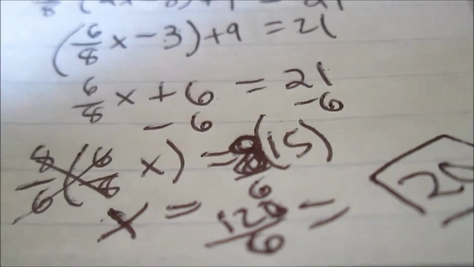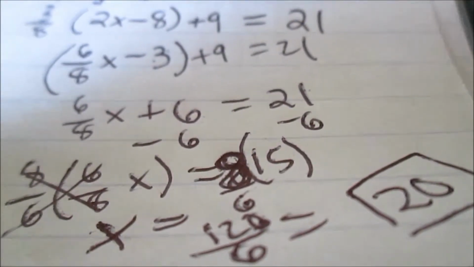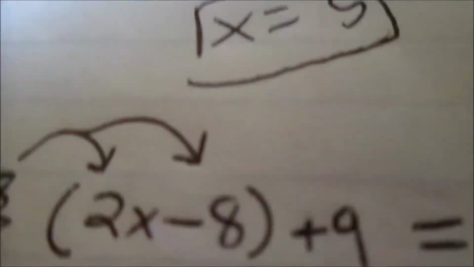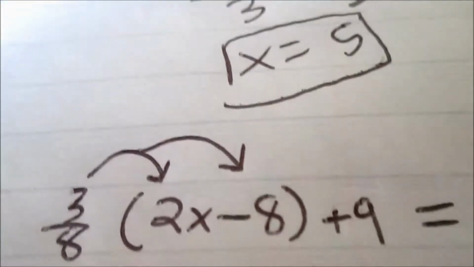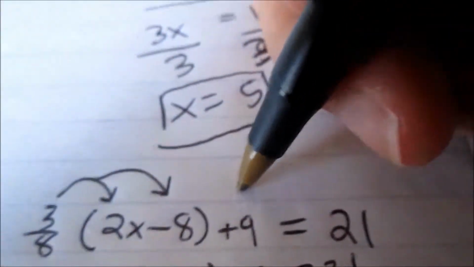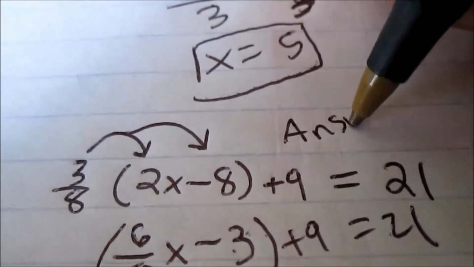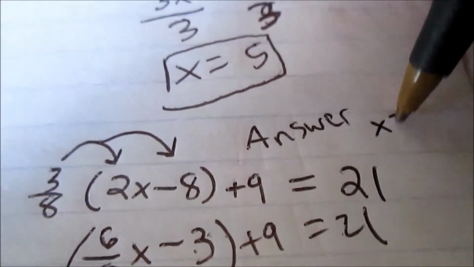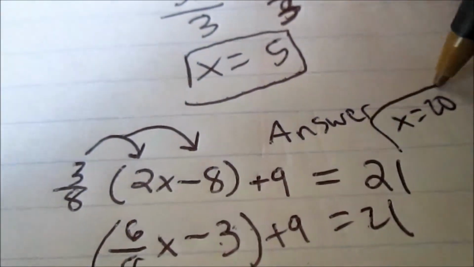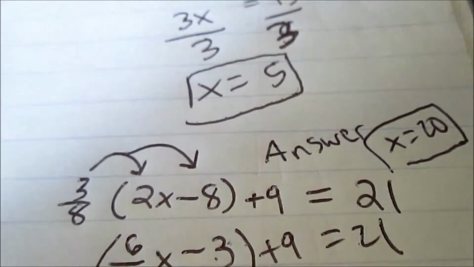And I'm going to write at the top x is equal to 20. And if I want to check my answer, x is equal to 20, put 20 back into the original equation and do the math, and both sides should be equal to 21.